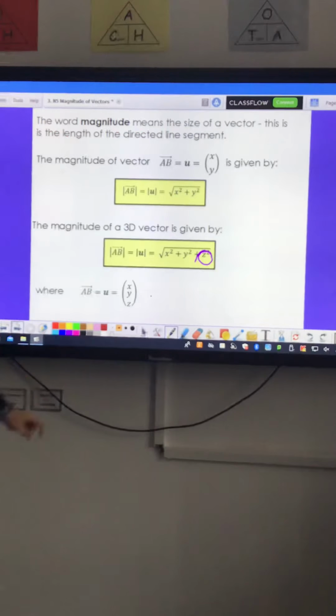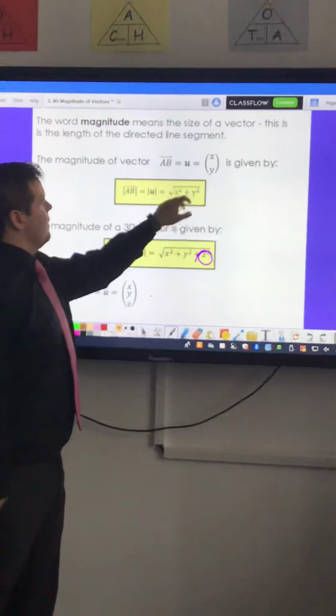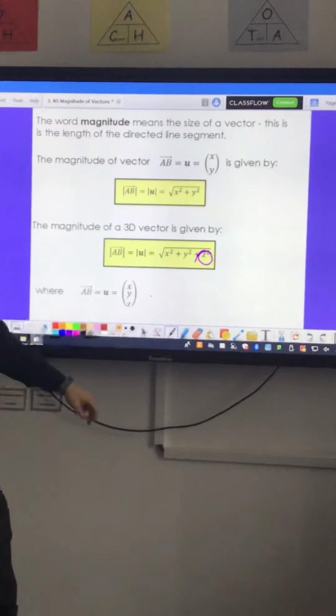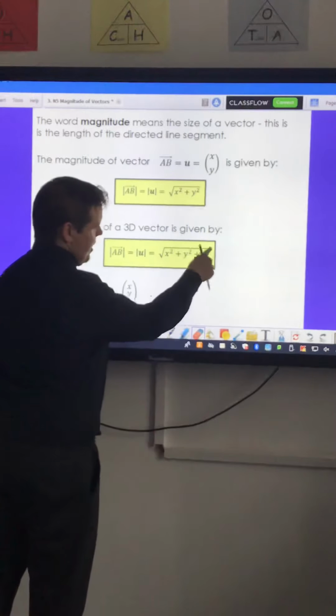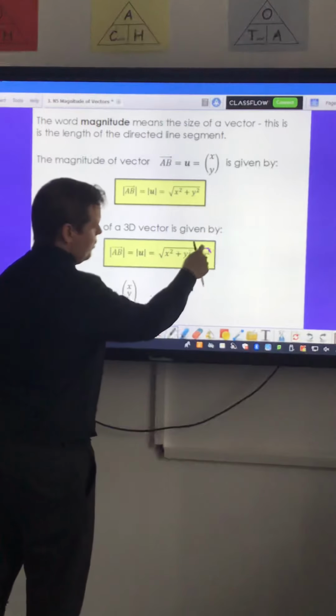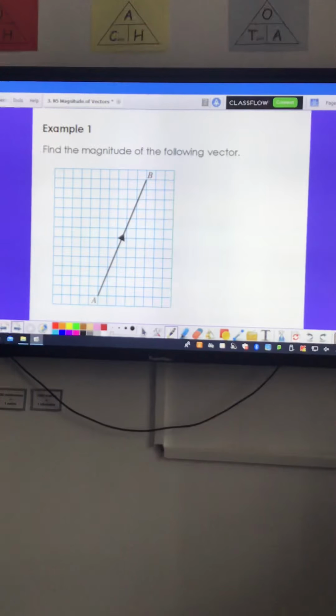Here are the two formulae for working out the magnitude of a vector. In 2D, you basically take the components, square them, add them together and take the square root. Likewise in 3D, you'll just notice I put a circle around here. All you're going to do there is include the z coordinate as well. So, first example, calculate the magnitude of the following vector.